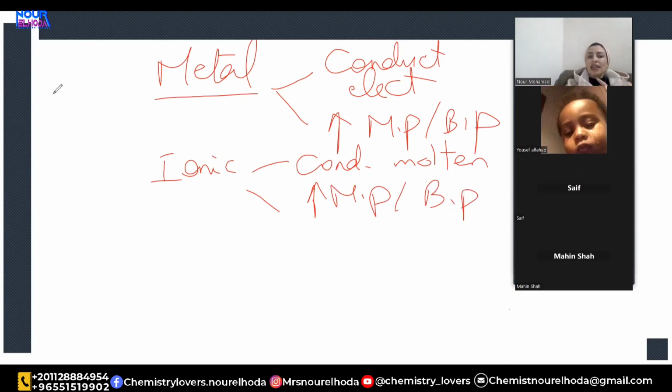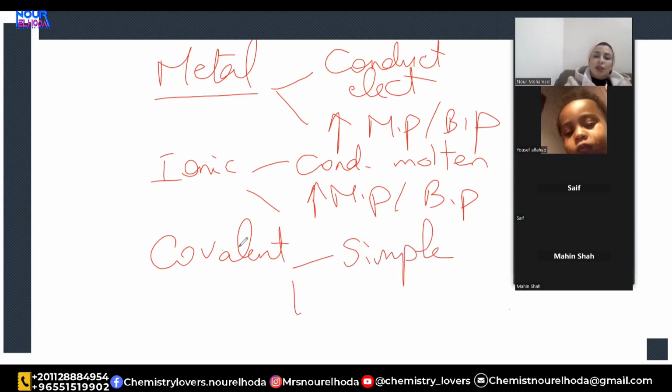طيب, when do I say that this compound is a covalent compound? I have two types of covalent compounds. What are these types? Covalent compounds could be simple or could be giant. يعني a covalent compound could be simple or could be giant. So when do I say it's simple? When do I say it's giant? I'm going to say it's a simple covalent compound if it has a low melting and boiling point.